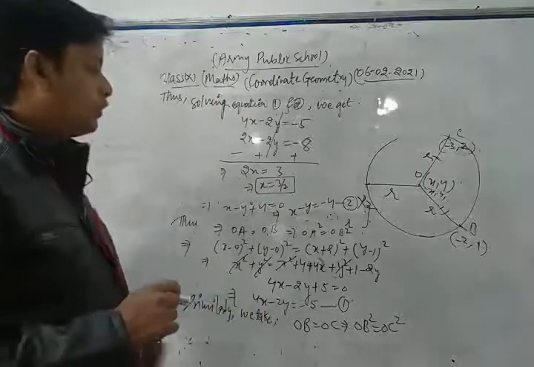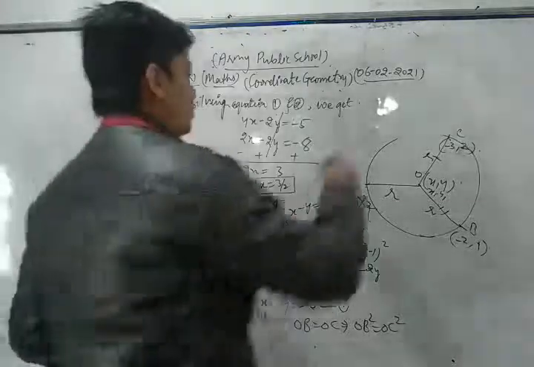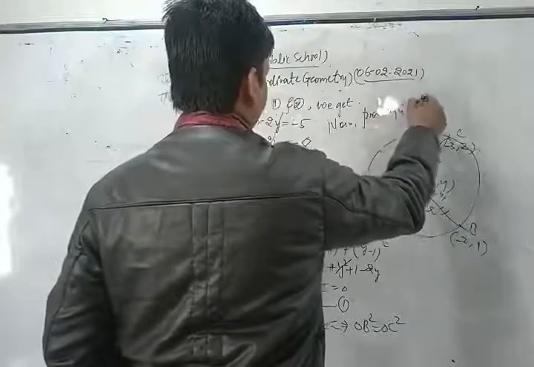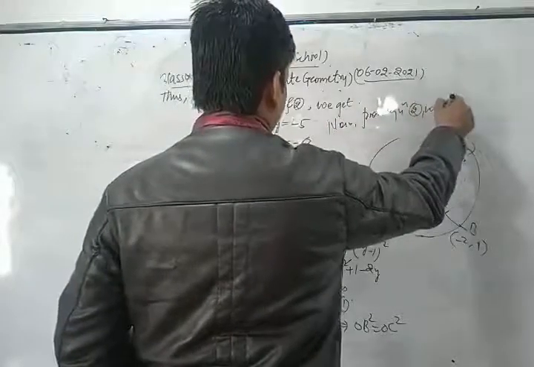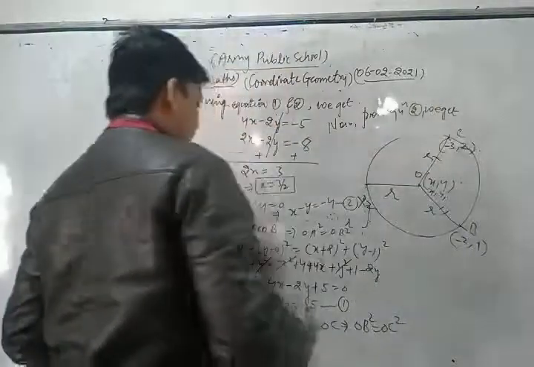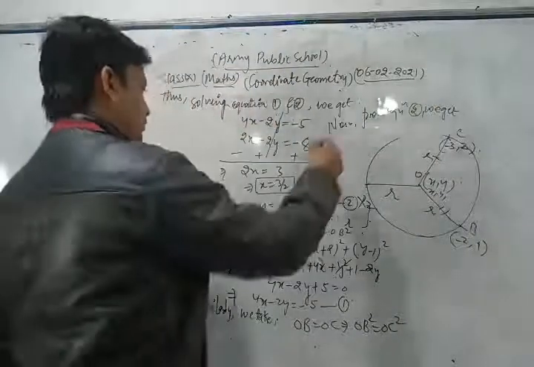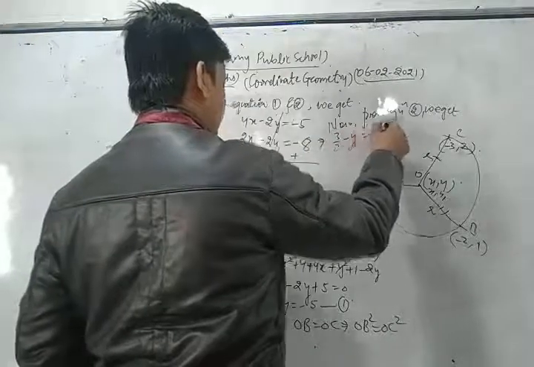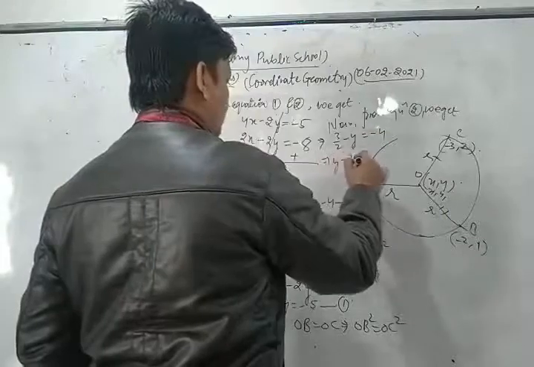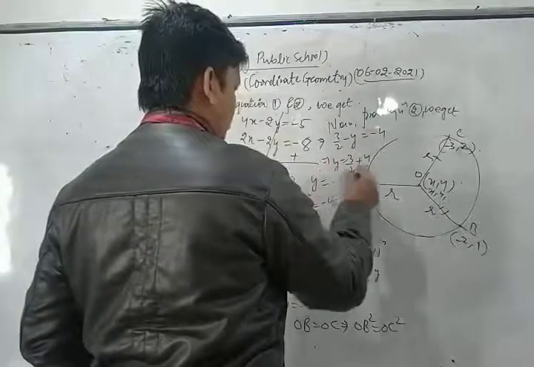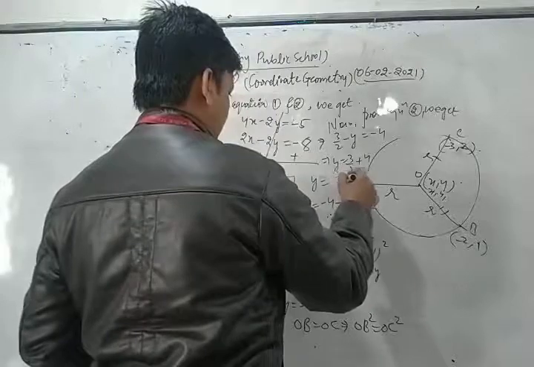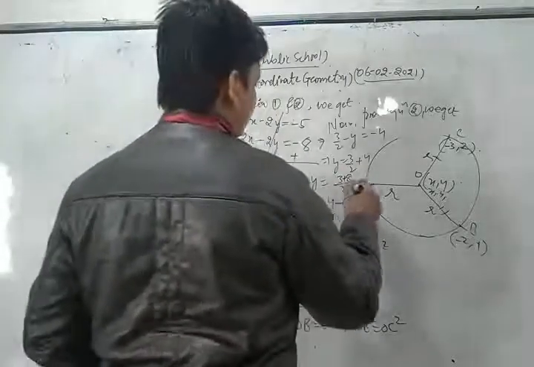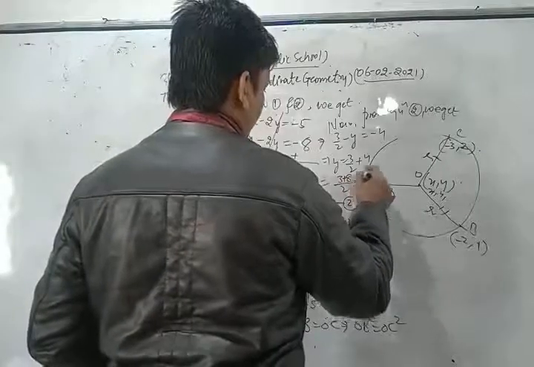Now we put the value of x, 3 by 2, in that equation. From equation 2 we get 3 by 2 minus y is equal to minus 4, that is y is equal to 3 by 2 plus 4, that is y is equal to 11 upon 2.